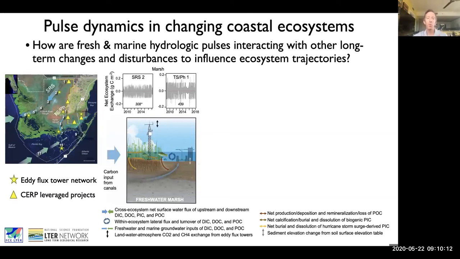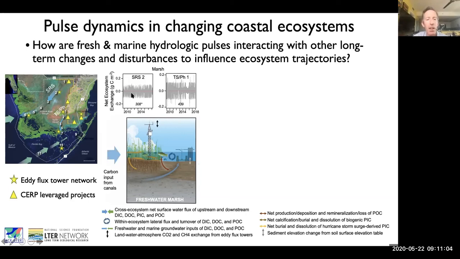We are trying to understand changes in carbon processes throughout our landscape, and we are really well positioned to do this with a network of eddy flux towers, which are represented here on the left-hand side by the stars along the map, both along Shark River Slough and Taylor Slough. And then we have the Comprehensive Everglades Restoration Plan, the world's largest restoration effort in scale and in finance, that's occurring right now. These triangles represent leveraged projects that we're using to understand the influence of increasing freshwater pulses from Everglades restoration projects. Within our marsh sites, Shark River Slough is a long hydroperiod marsh. Taylor Slough is a short hydroperiod marsh.